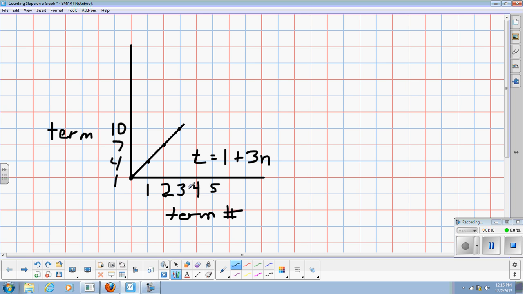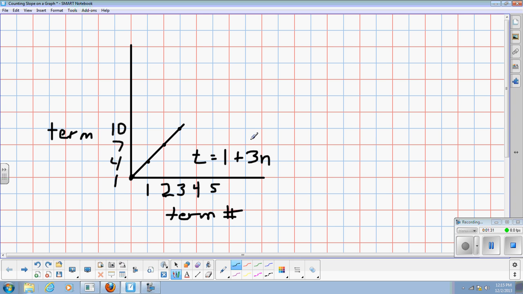So for example, n stood for our turn number. If I say 3, I use the turn number 3. 3 times 3 is 9. 9 plus 1 is 10. If I follow up from term number 3, I go to the dot. I'll go back to the left and notice I'm directly across from 10. So this is what you were doing at the end of writing sequences.